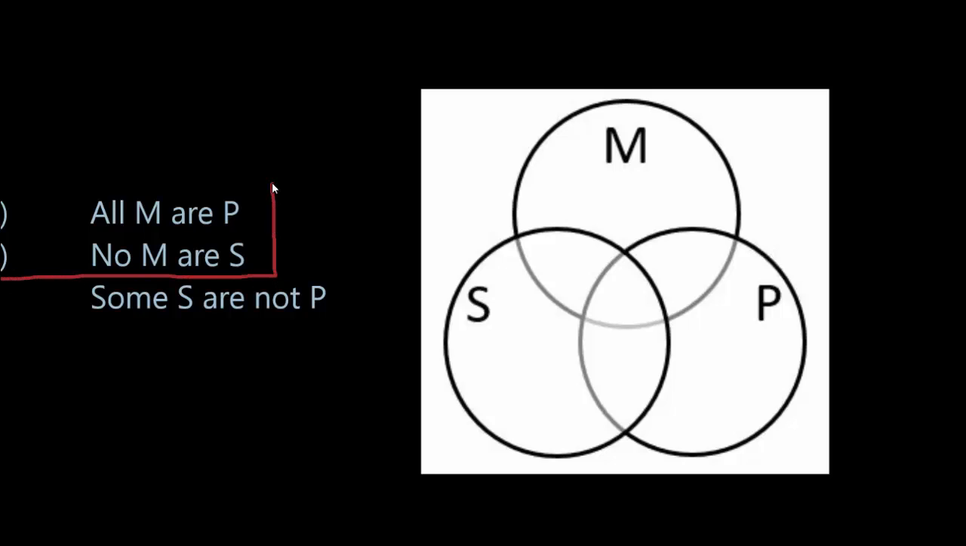All right, so we have all M are P and no M are S. So if we focus on all M are P, we'll be focusing on the M circle and the P circle. And we're told that everything that's an M is a P. Well, area 1 and 2 would be cases of M's that are not P's. So we need to shade out area 1 and 2.